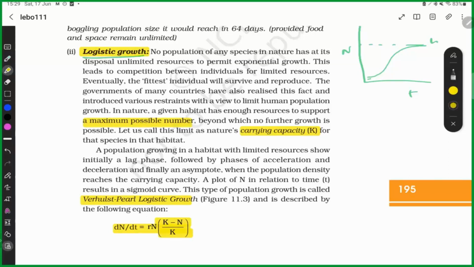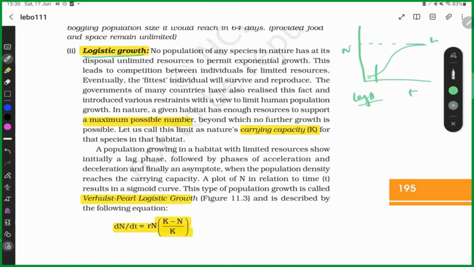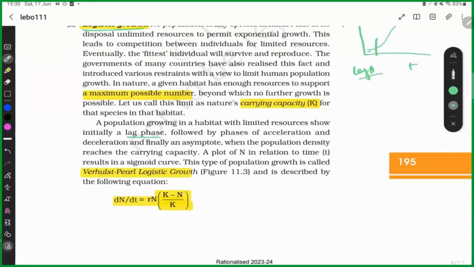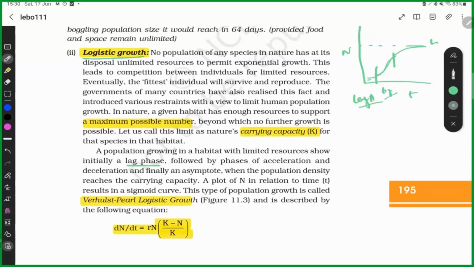In the logistic growth curve, there are some phases. First is the lag phase: initially no visible growth. Then the phase of acceleration, or exponential growth, the log phase. Then deceleration. Then the asymptote or plateau phase.